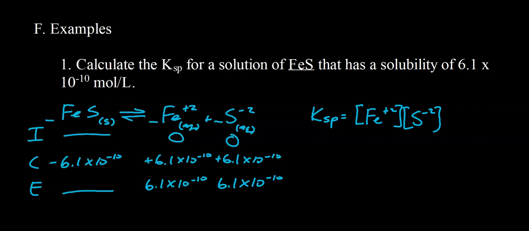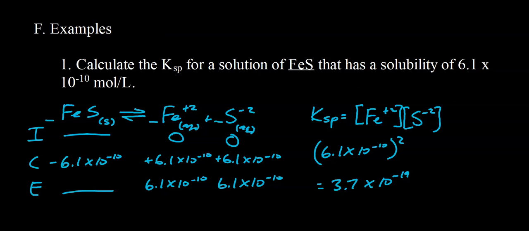Now that we have our equilibrium concentrations, we can plug those into our equilibrium expression and use those to calculate Ksp. I'm just going to put squared here since it's 6.1 times 10 to the negative 10th times 6.1 times 10 to the negative 10. Go ahead and pause the video and punch that up, see what you get. It looks like we get a value of 3.7 times 10 to the negative 19th.